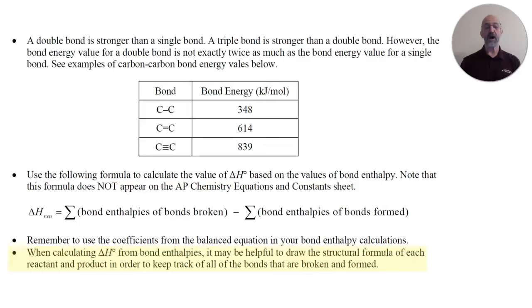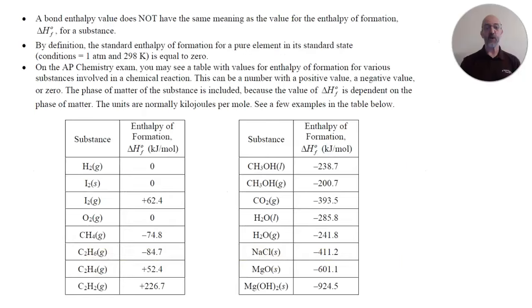Now, switching from topic 6.7 to topic 6.8, a bond enthalpy value does not have the same meaning as the value for enthalpy of formation, which is in topic 6.8. By definition, the enthalpy of formation for a pure element in its standard state, which is conditions of 1 atmosphere and 298 Kelvin, would be 0.